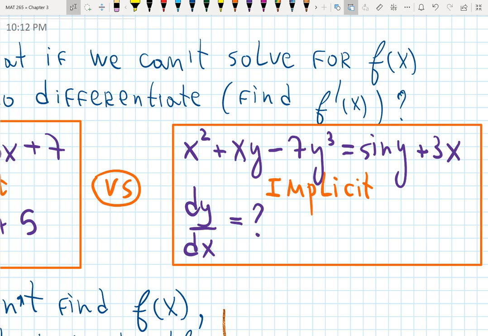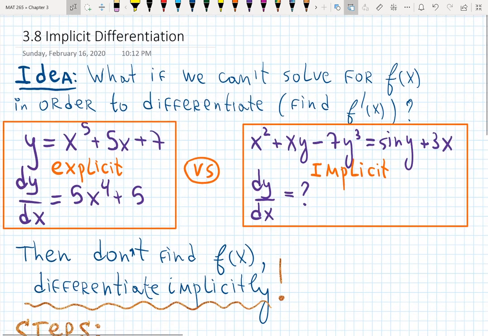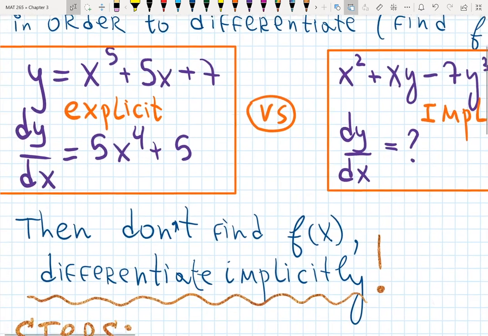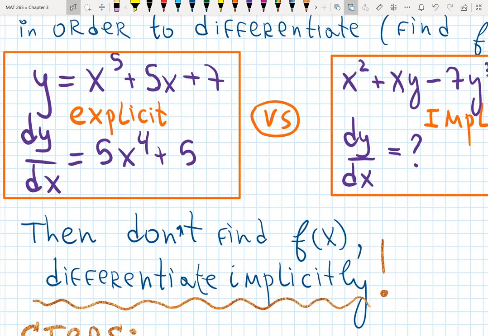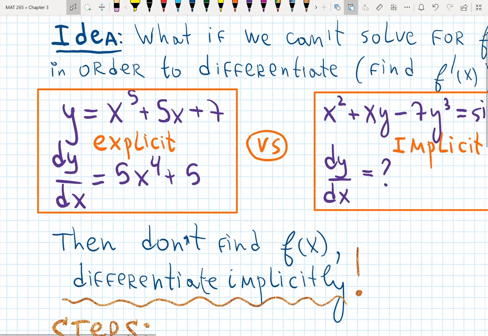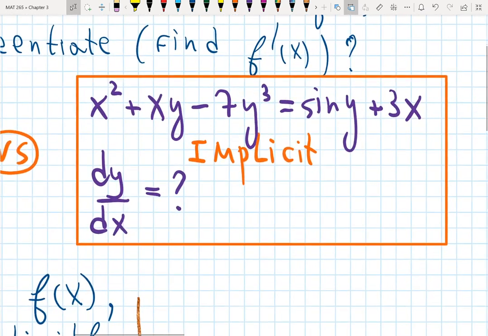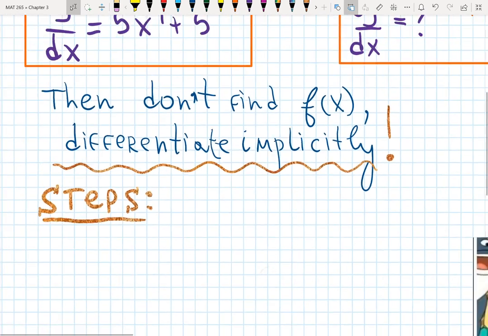So that's what they call implicitly. Y is given implicitly. It's there, I see it, but I cannot use it to differentiate. So that's why the idea came in. What if we cannot solve for y? Then don't. Yeah, mathematicians are pretty lazy people. You can't, then don't do it. Don't find your y, f of x. Just differentiate implicitly, which means we're going to differentiate it like this. We just differentiate right away. And our job is to train you how to do it well and fast.